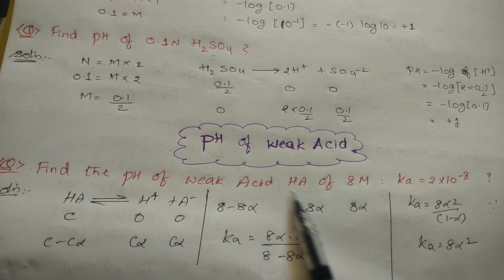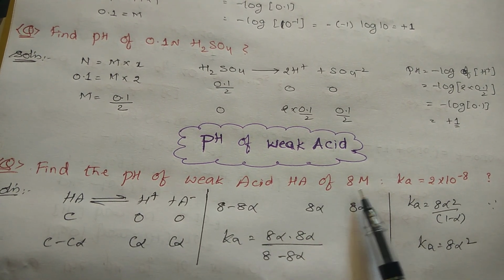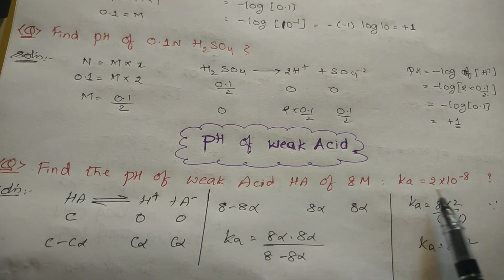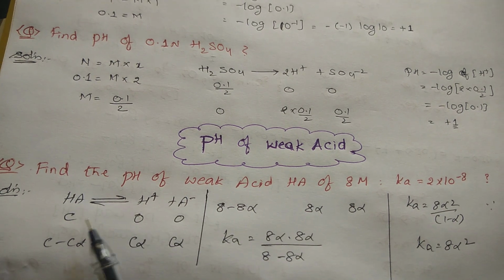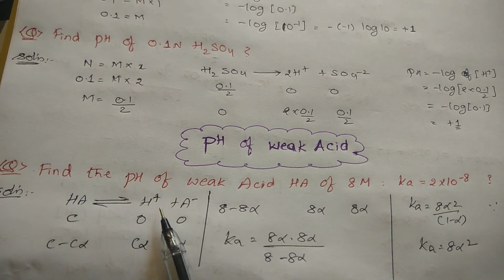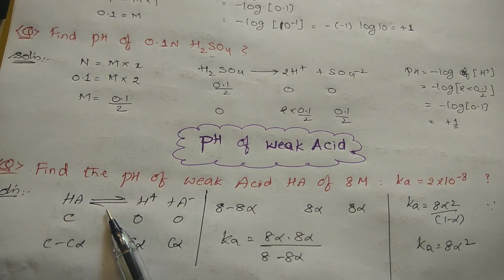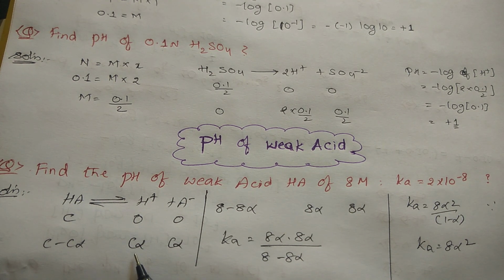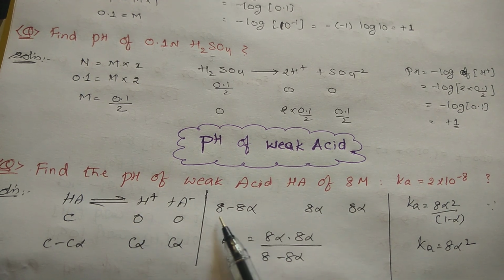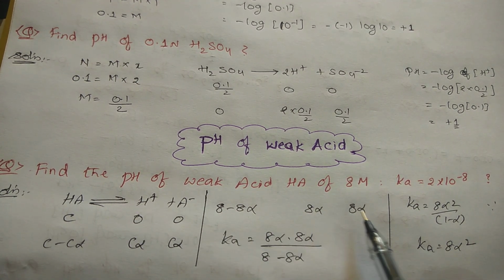The acid is not named; it is HA with concentration 8 molar, where Ka is 2 into 10 power minus 8. He is asking for the pH. Suppose you take the equation HA in equilibrium with H plus and A minus. I am writing equilibrium because it is a weak acid. If I take concentration C, it becomes 0, 0. Concentration C minus C alpha, then C alpha, C alpha, because we have 1 mole. So 8 minus 8 alpha will be equal to 8 alpha, 8 alpha.